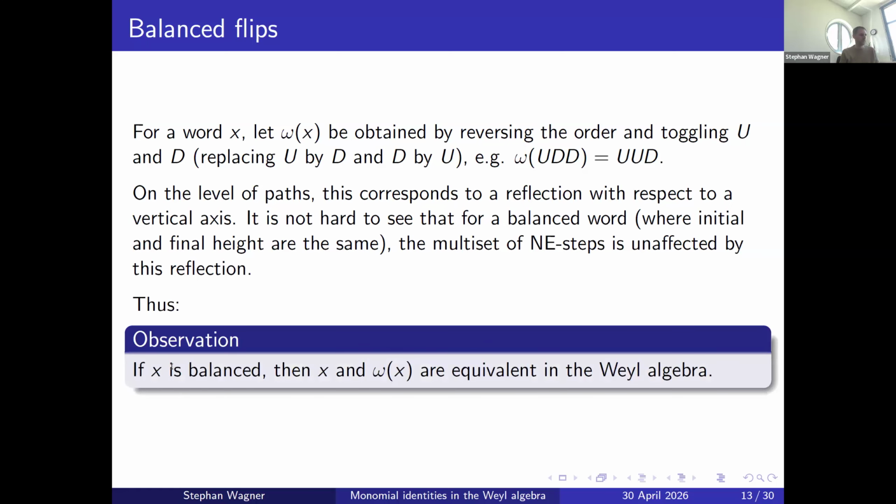So we can make the observation that if x is balanced, then x and this omega x are equivalent in the Weyl algebra. And an example of this would again be DUUD. If you exchange these d's by u's and u's by d's and reflect, which actually has no effect because it's symmetric, then you get UDDU. So again, a reason why UDDU is the same as DUUD. You can argue by this what we call balanced flip.